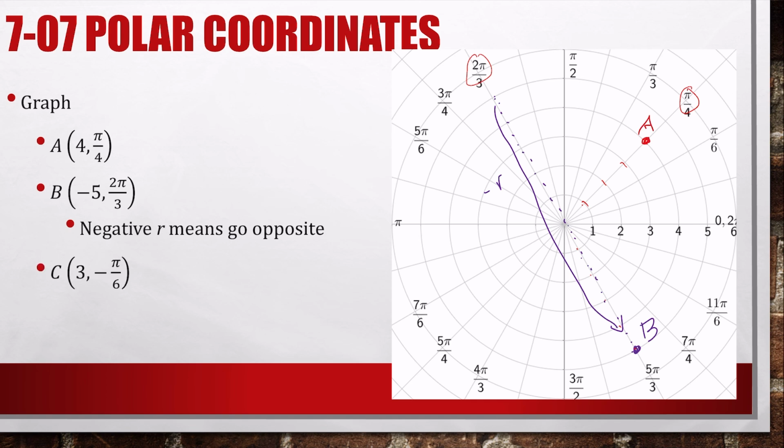How about (3, negative pi over 6)? Well, this time our angle is negative, so what we could do is add 2 pi, which would be 11 pi over 6 here, and we go 3 spaces out to get C.